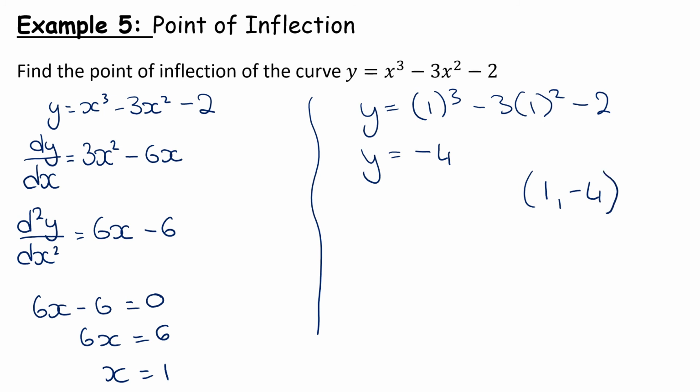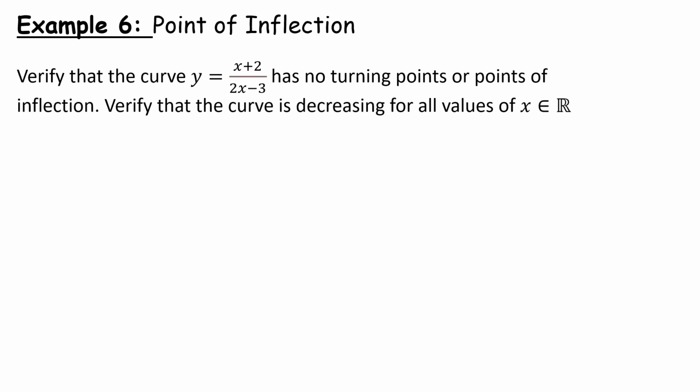That's it. Example 6. Verify that the curve y equals (x plus 2) over (2x minus 3) has no turning points or points of inflection. Verify that the curve is decreasing for all values of x, where x is an element of the real numbers.